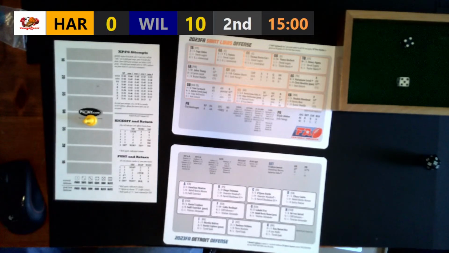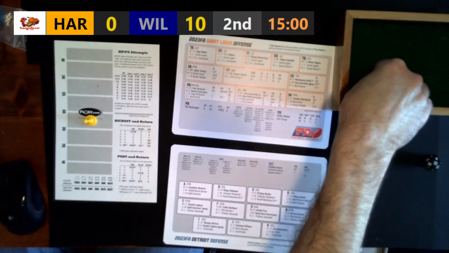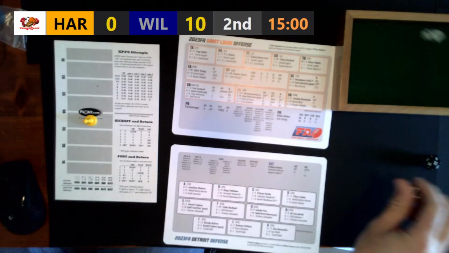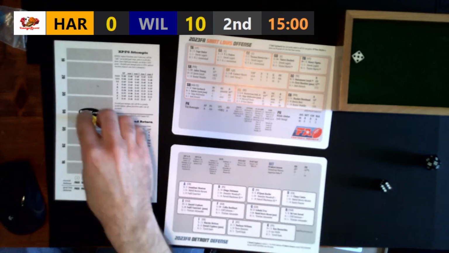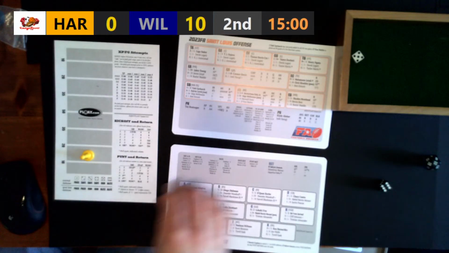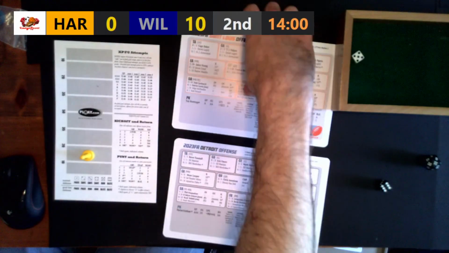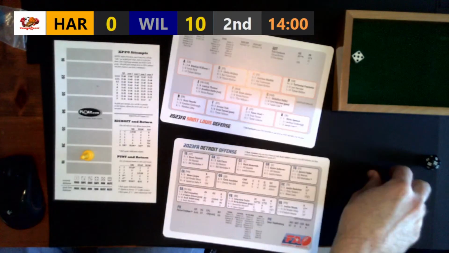So let's see if we are in field goal range, and we are not, so they're going to have to punt it away. And it's going to be a 5, so basically they're going to take it down into the coffin corner zone 2. And that's where Williamsport is going to start things up.